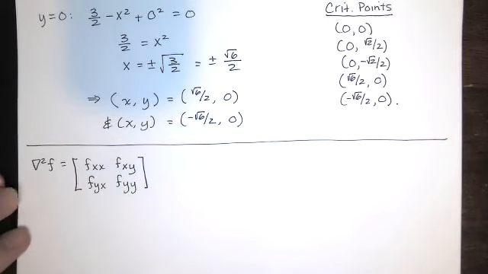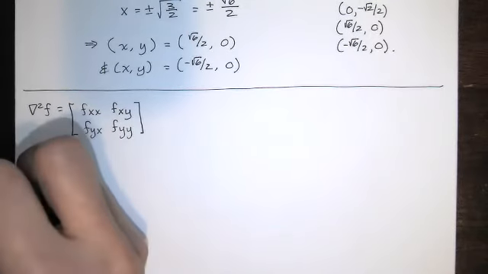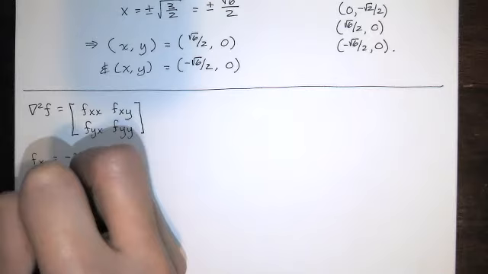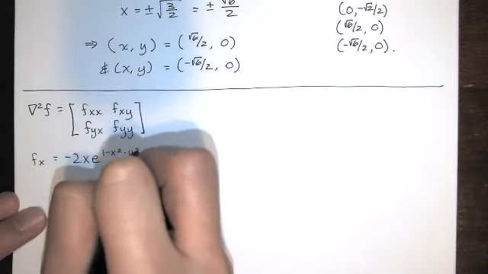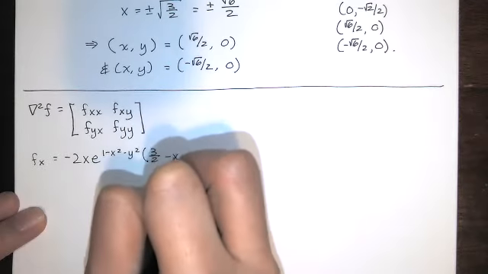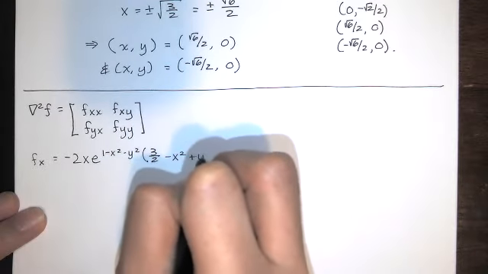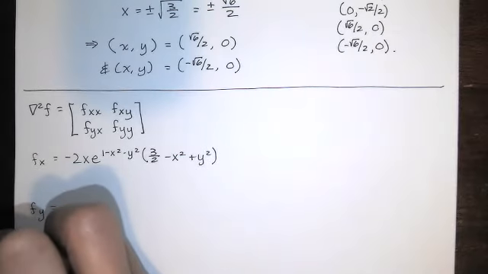And I think that's probably why my student asked about this. There's just a lot of derivatives to take here. So remember, our partial of f with respect to x was this. And the partial of f with respect to y was given by this.